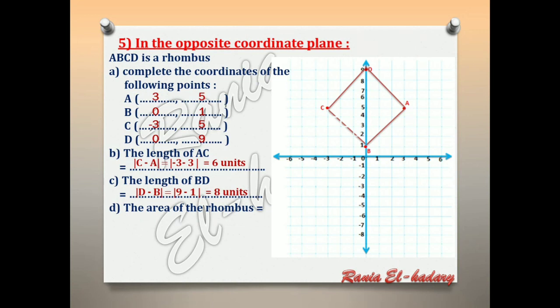Area of rhombus equals what? Yes, I have two diagonals, AC and BD, which are different: 6 and 8. So the area of the rhombus equals half times D1 times D2. Half times AC times BD equals half times 6 times 8 equals 24 square units.